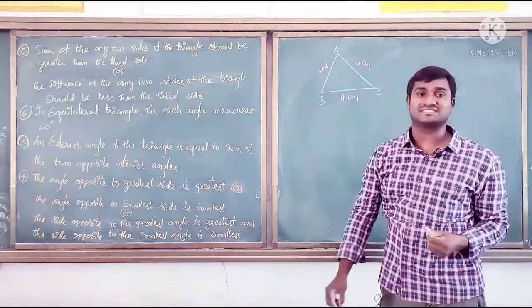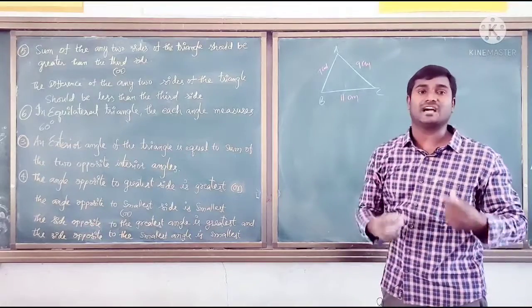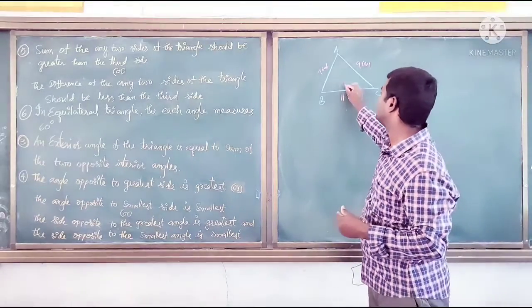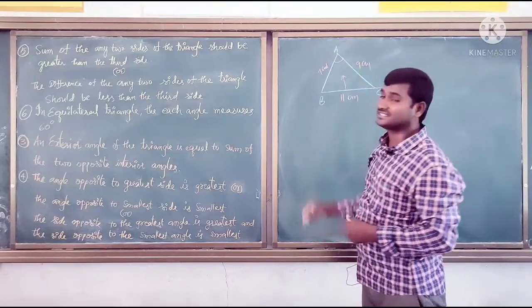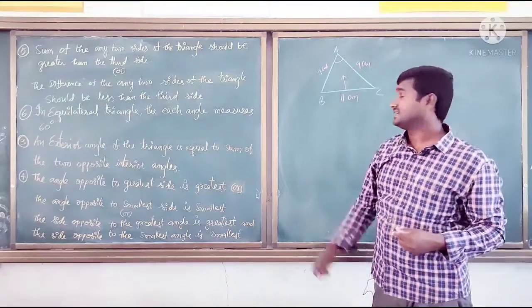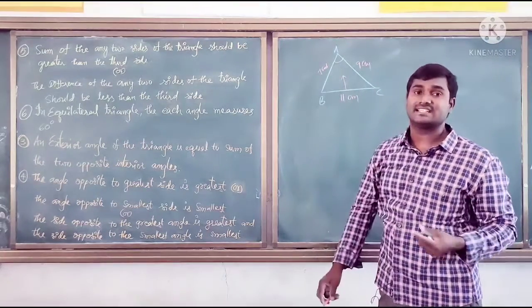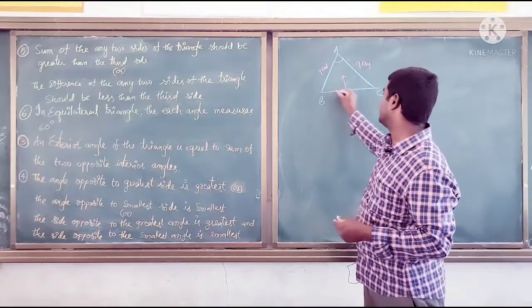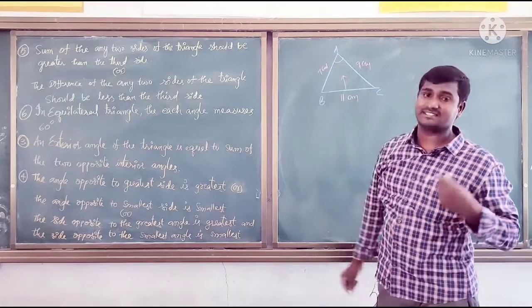What is the greatest side? We have BC. BC opposite angle what we have? A. So A is the greatest angle. Greatest side opposite angle is greatest angle.